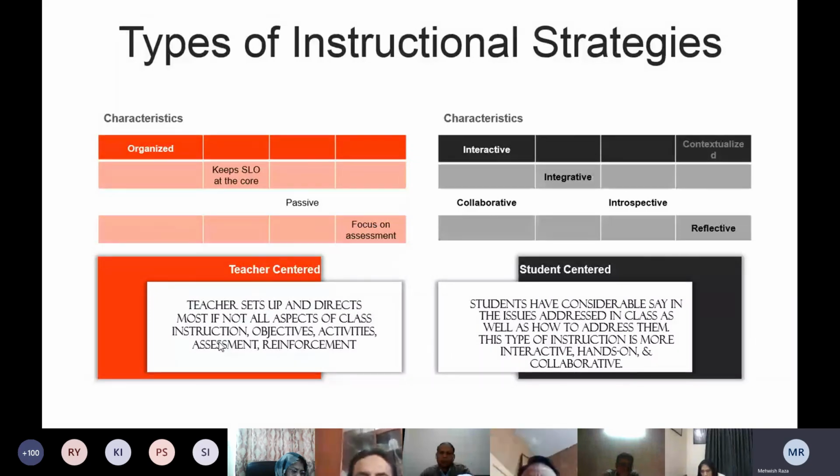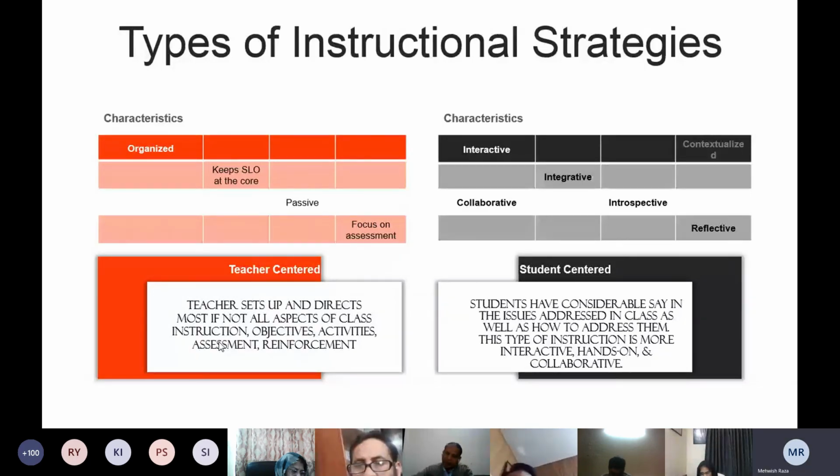But इनकी जो basic characteristics हैं वो क्या हैं? कि teacher-centered instructional strategies are more organized. They keep the student learning objectives at the core. आपका target सिर्फ होता है कि मैंने ये learning objective को accomplish करना है. Students का role इसमें passive है और आपका focus होता है assessment पे. You're basically teaching for the assessment.